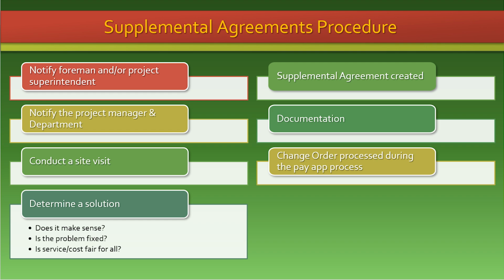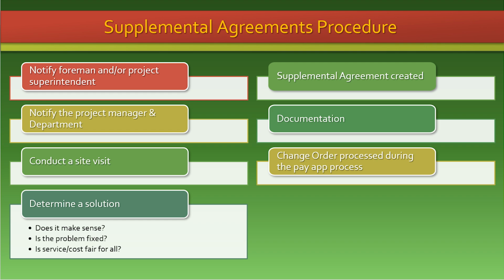The contractor will then be required to send an email to the consultant's project manager and the department outlining the issue, identifying the proposed solution, and including the agreed cost from the site visit. The department will acknowledge the request by returning a signed supplemental agreement to the consultant's project manager for the contractor's signature. Once signed by the contractor, the supplemental agreement is now binding, and this step is complete.